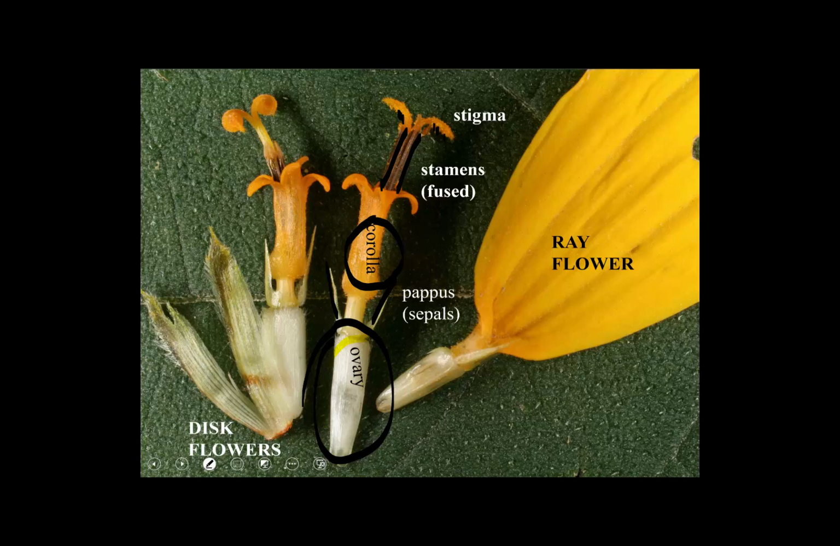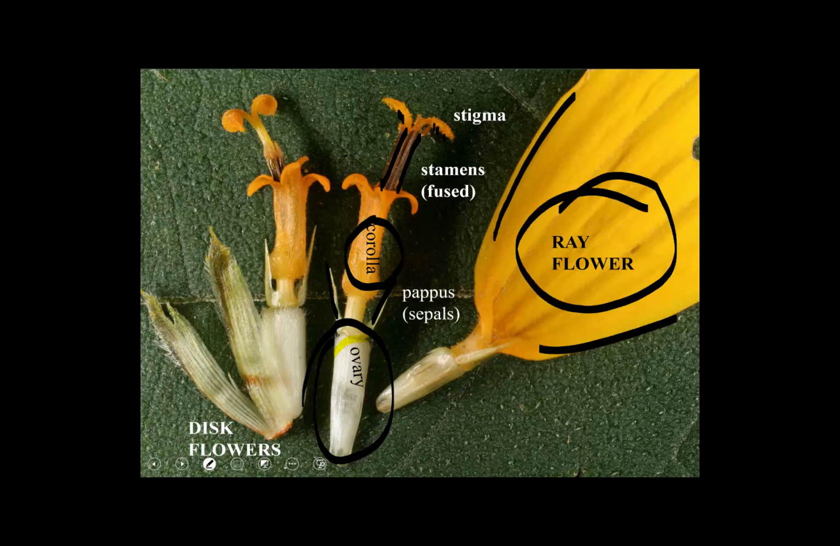The ray flowers, they're usually sterile and neuter. They don't actually produce fruit, but their job is to be showy, advertising, act like petals. And that's the flowers of the Asteraceae.